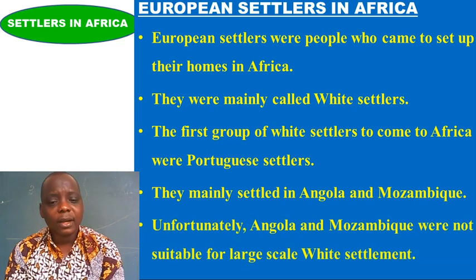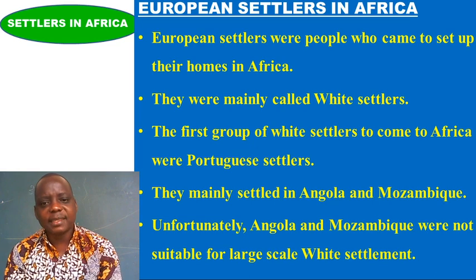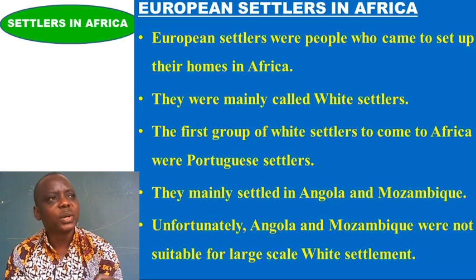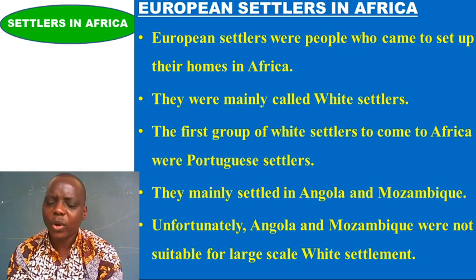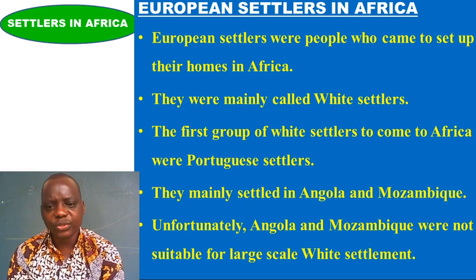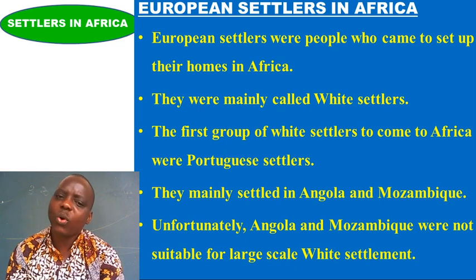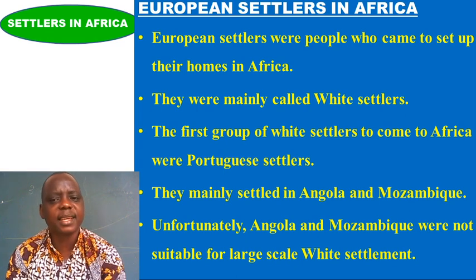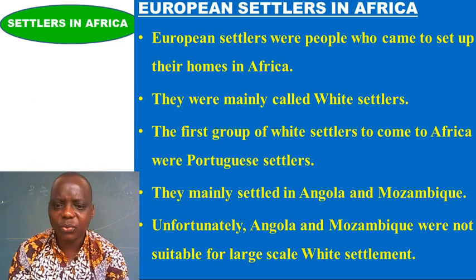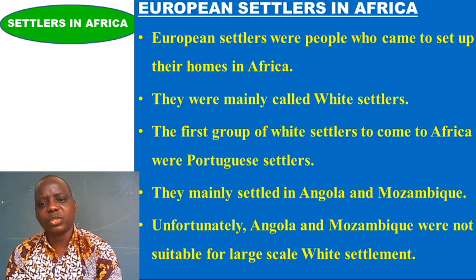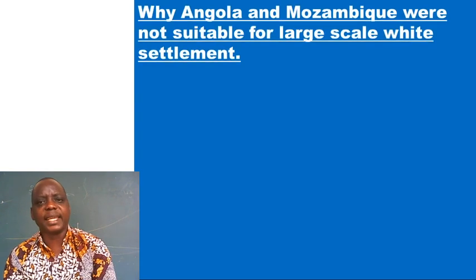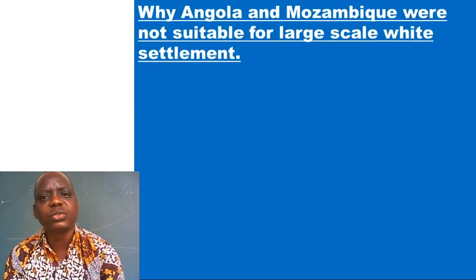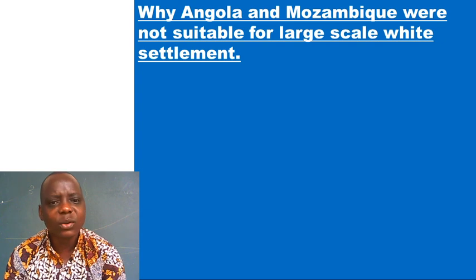Unfortunately, you realize that Angola and Mozambique were not settled upon by other white settlers that came. Reason being that Angola and Mozambique were not suitable for large-scale white settlements. So that is why only the Portuguese occupied these countries. So why do you think Angola and Mozambique were not suitable for large-scale white settlers?